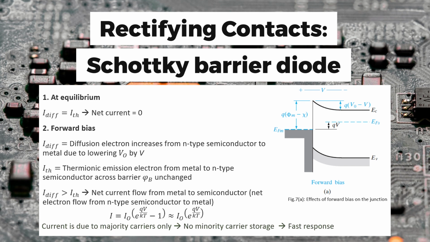So, at equilibrium condition, IDIF equals ITH and the net current here is 0. In forward bias condition, diffusion of electrons increases from the n-type semiconductor to the metal due to the lowering of V0 by V. The thermionic emission of electrons across the barrier phi b remains unchanged, and the diffusion current is greater than the ITH. The net current flows from the n-type semiconductor to the metal, and the equation is shown here. Here is the figure for the forward bias condition. Here we can see the metal is brought in contact with the semiconductor.